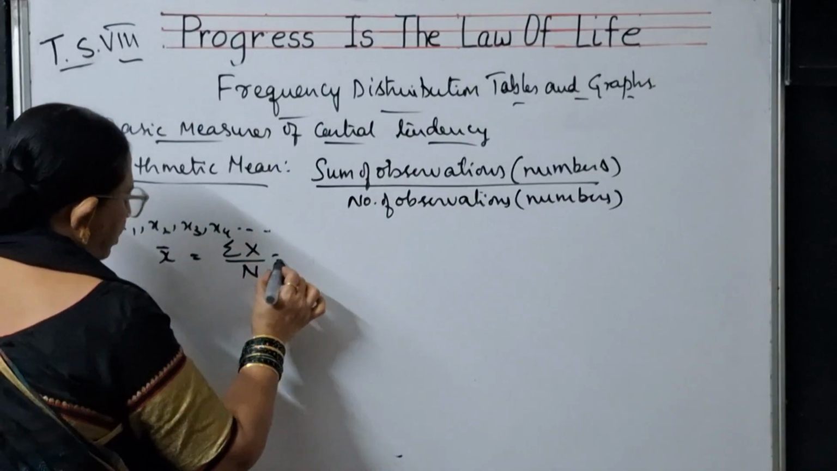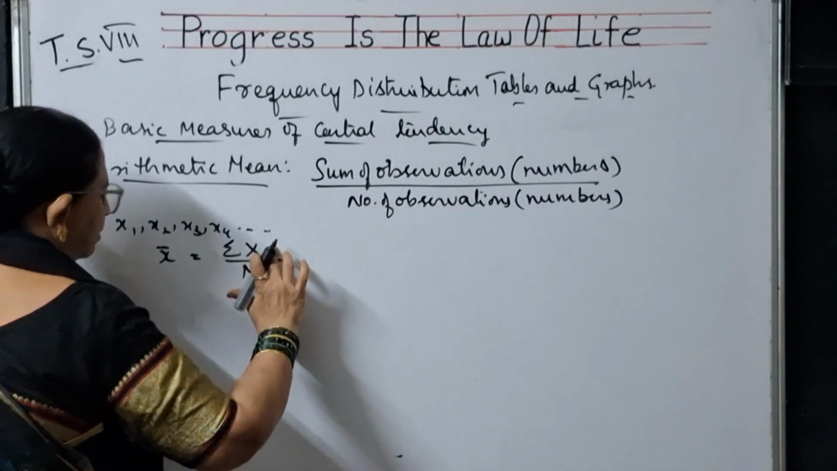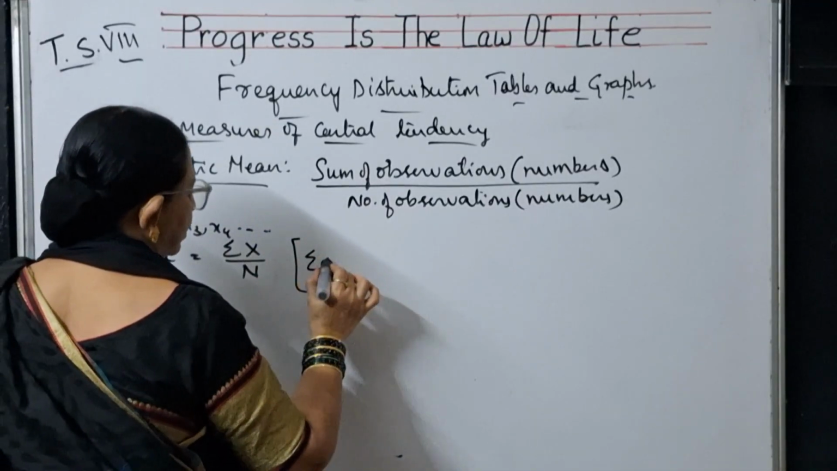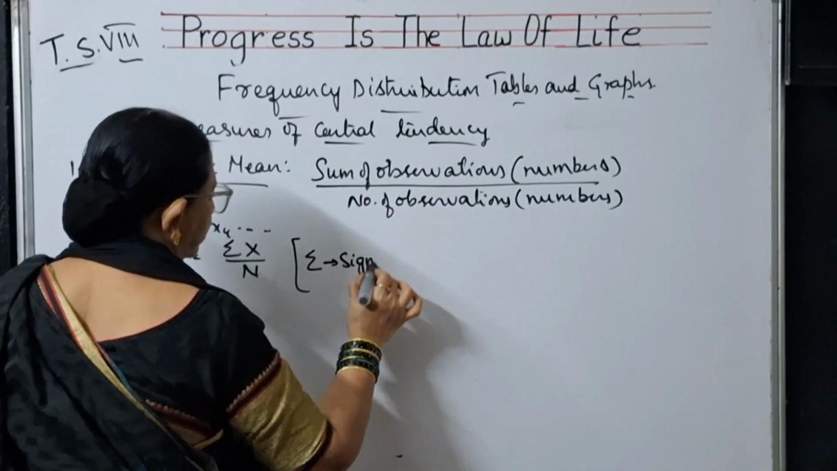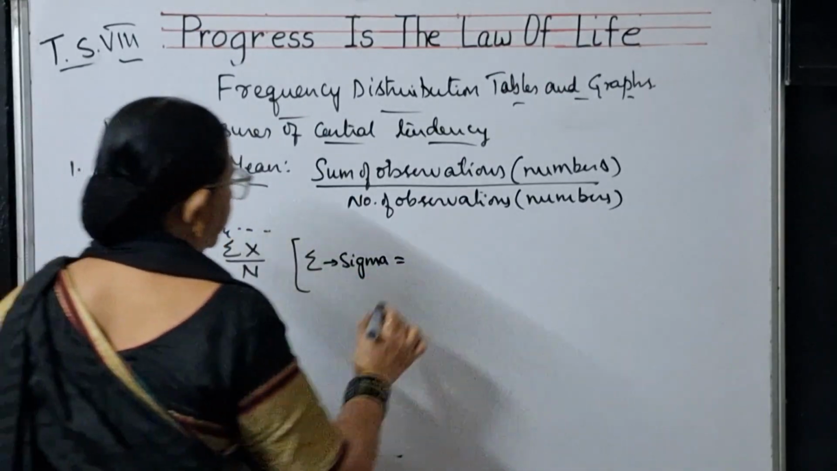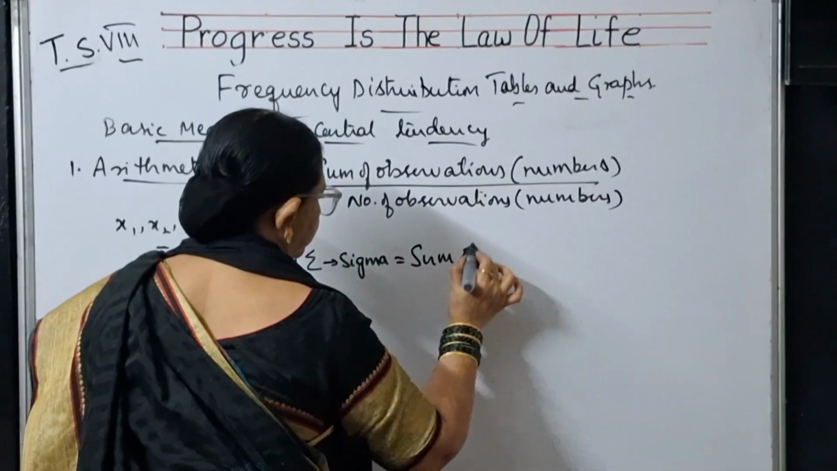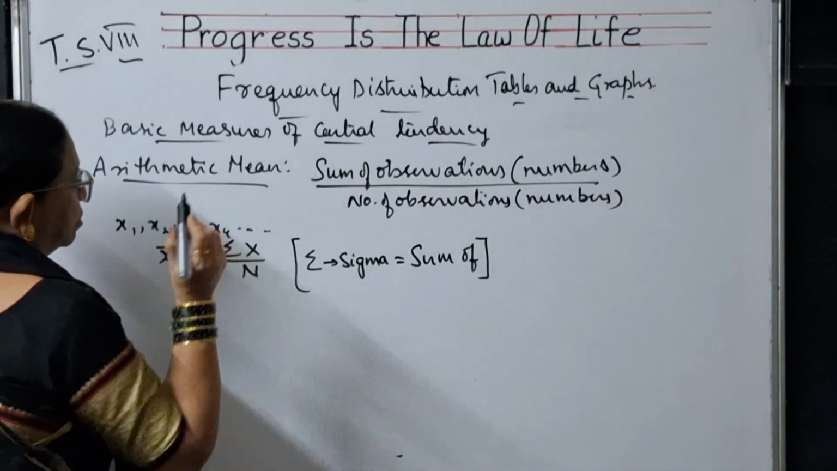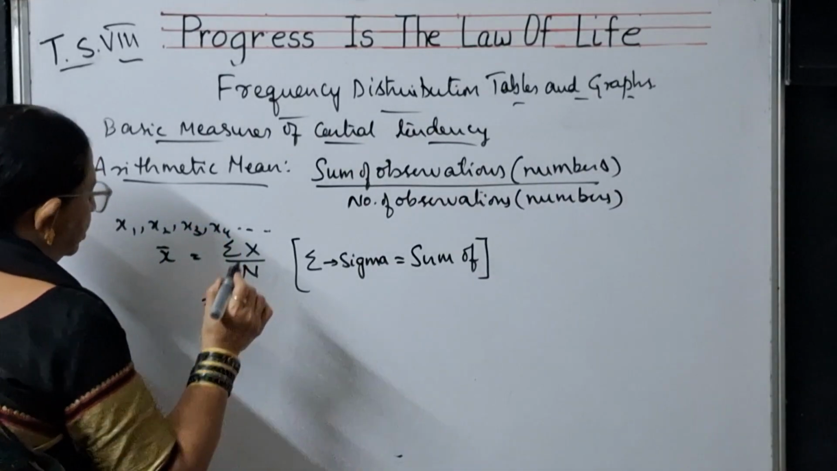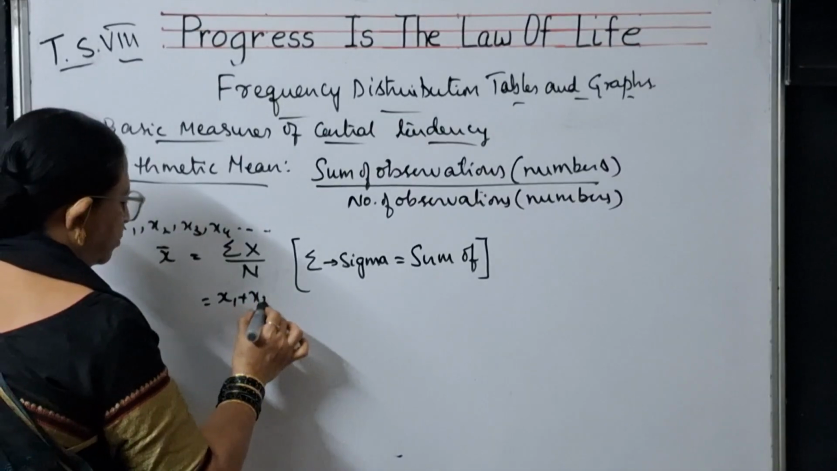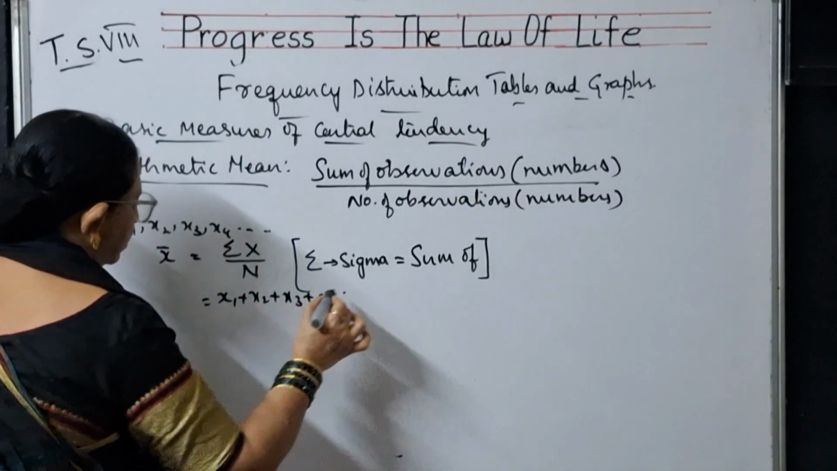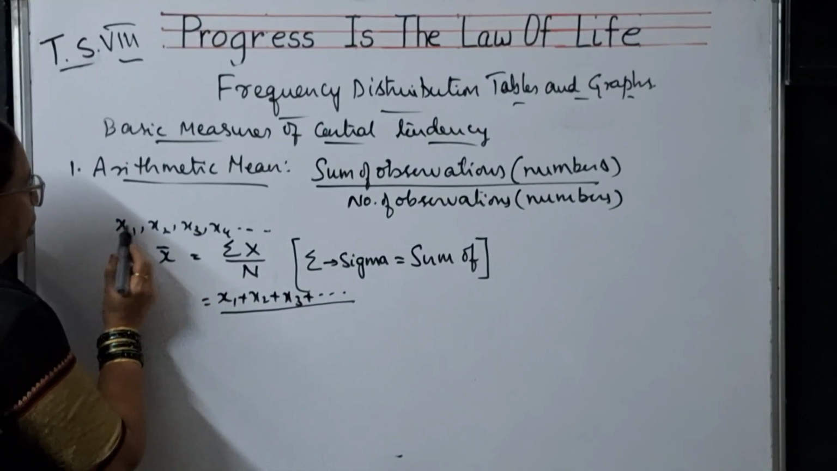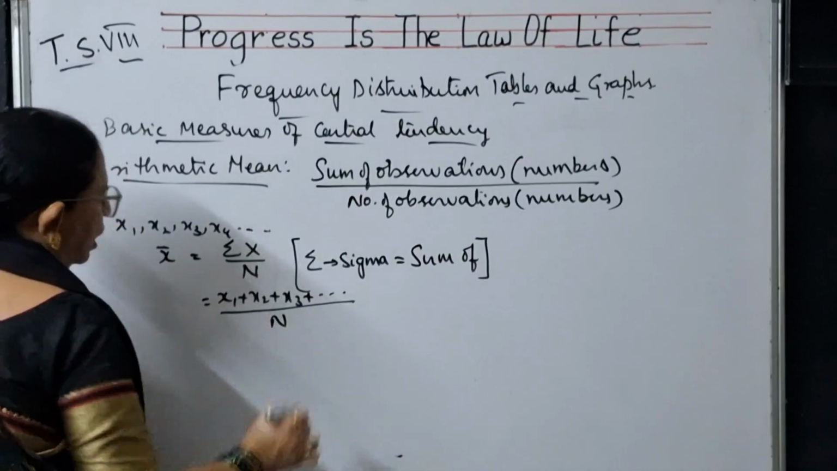So what is this sigma x? What is this symbol of sigma, children? We read it as sigma. What is the meaning of it? Sigma means sum of. You have to add. What you have to add? All the observations that they have given. So x1 plus x2 plus x3 and so on, divided by n. N means how many numbers are there. 1, 2, 3, 4, like that you have to count and write.